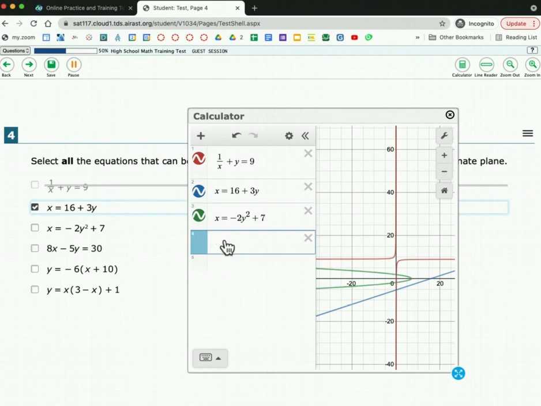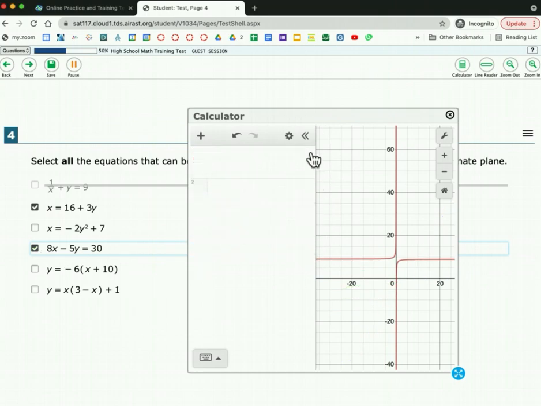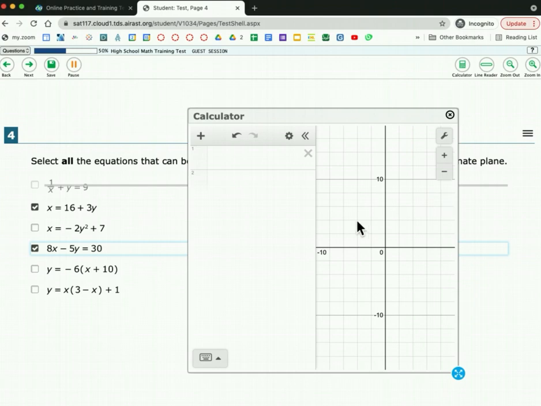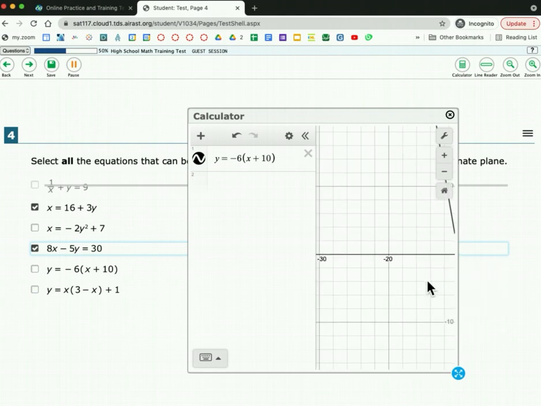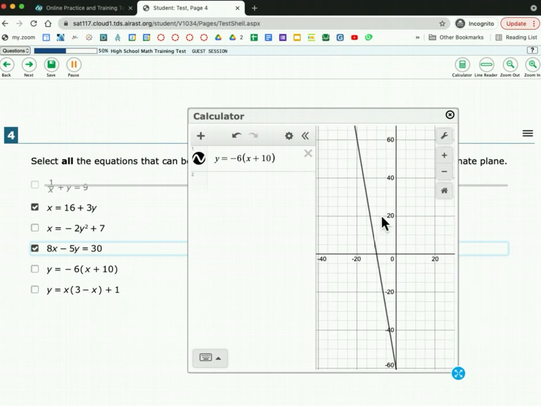Go to this one, 8x minus 5y equals 30. That purple one is a straight line, so that's going to be an answer. I'm going to cross these out just to give me some more room. You can click this to go back to your normal zoom. Y equals negative 6x plus 10, something like that. I see it over here. I might zoom out. Yeah, I see a straight line, so I'm going to click that one.